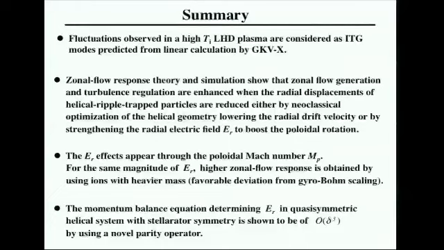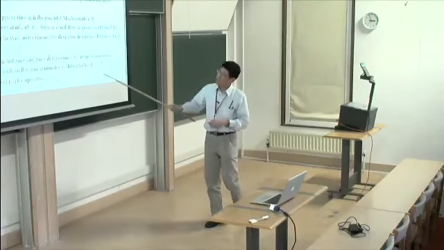Now, let's move on to my summary. Okay. And here, fluctuations observed in LHD high-Ti discharges are considered ITG modes, as predicted from linear calculation. And zonal flow response theory and simulation show that zonal flow generation and turbulence regulation are enhanced when the radial displacement of helically trapped particles is reduced, either by neoclassical optimization of helical geometry, lowering the radial drift velocity, or by strengthening the radial electric field to boost toroidal rotation, decreasing the radial displacement of trapped particles.